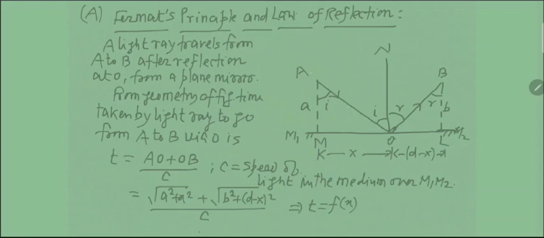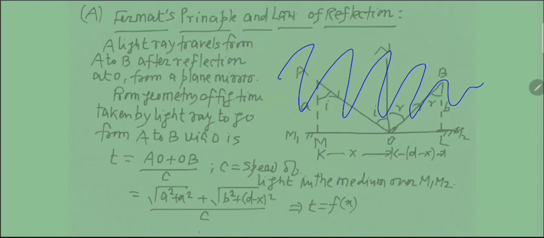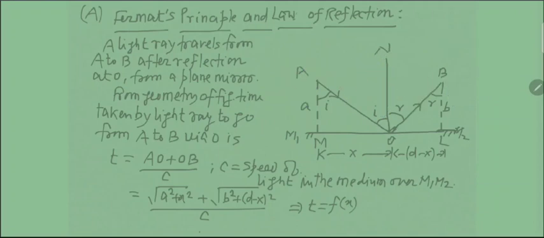From geometry of figure, time taken by light ray to go from A to B via O is. Now let us consider that over here in this particular area there is vacuum or air, you can consider. Okay, it is nearby the same situation, because the speed of light is almost same in vacuum and air. Almost same, not exactly same, but almost they are same in air and vacuum.